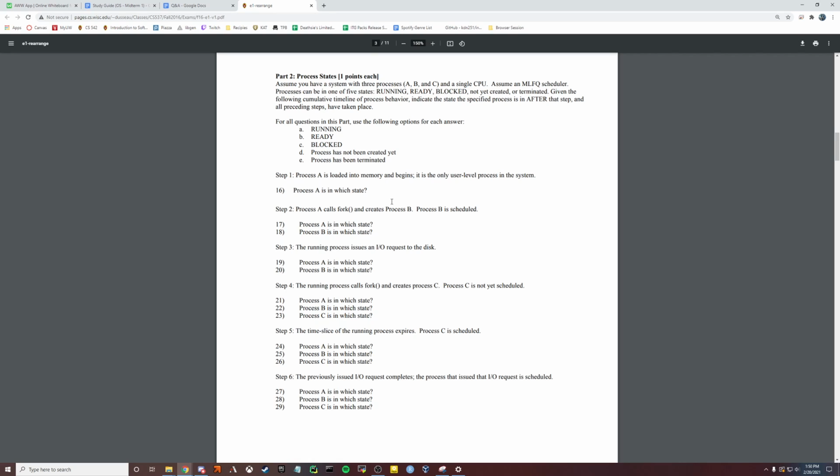Well, if it gets forked, that's funny to say, if it's forked, it's been created, right? Yeah, it's definitely been created. From the question itself, it says it creates process B, so it's created. And it's not running, and it's not blocked. Does scheduled mean the scheduler loads it though? I don't know. It means they put it on the calendar, but they haven't gone on a date yet.